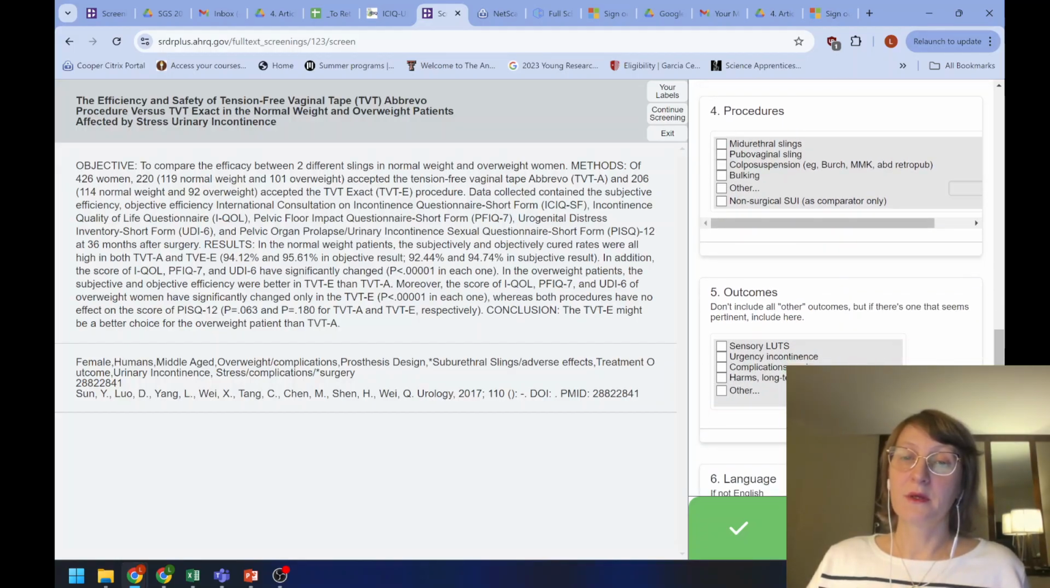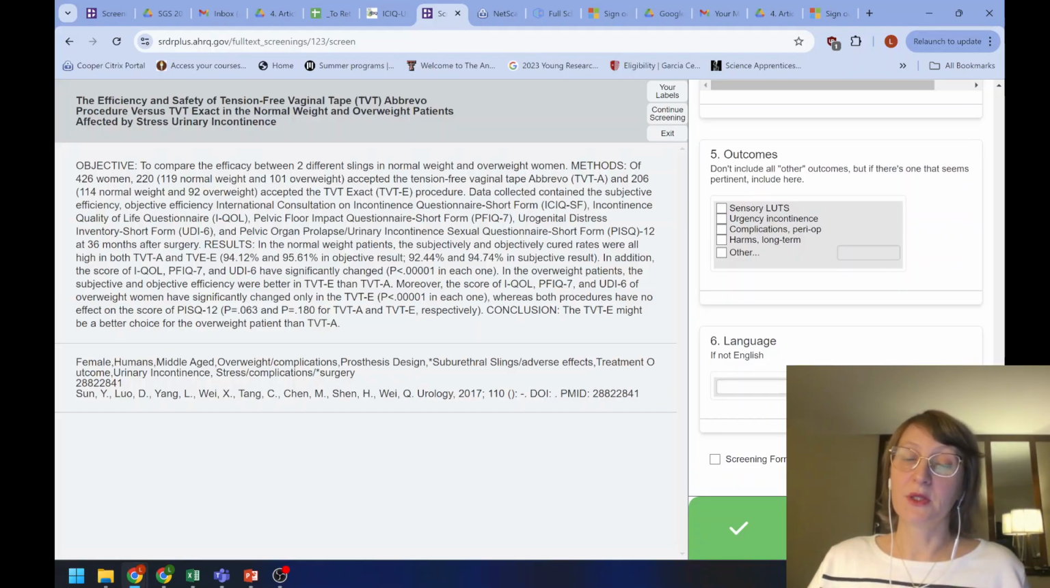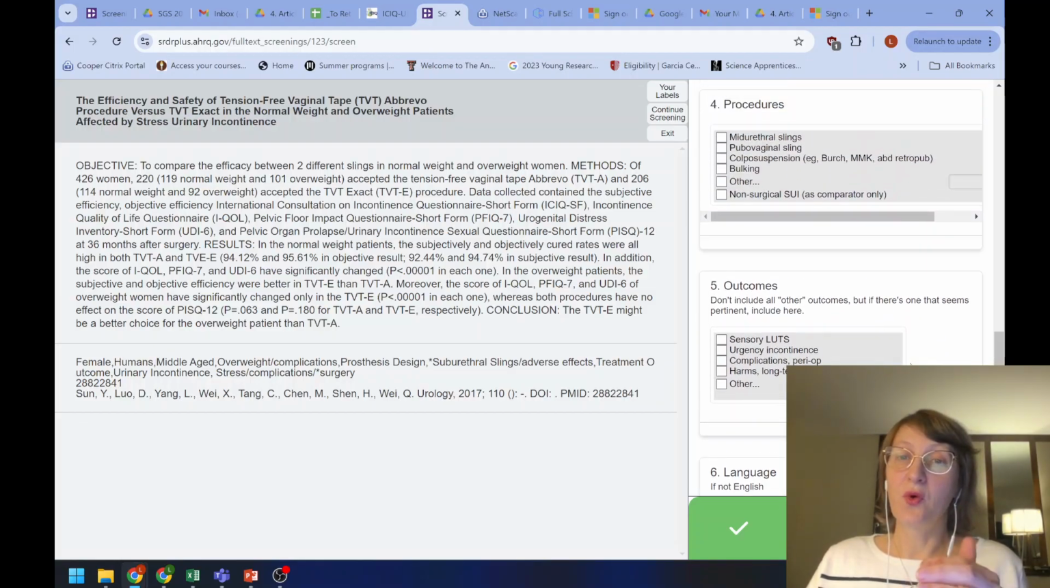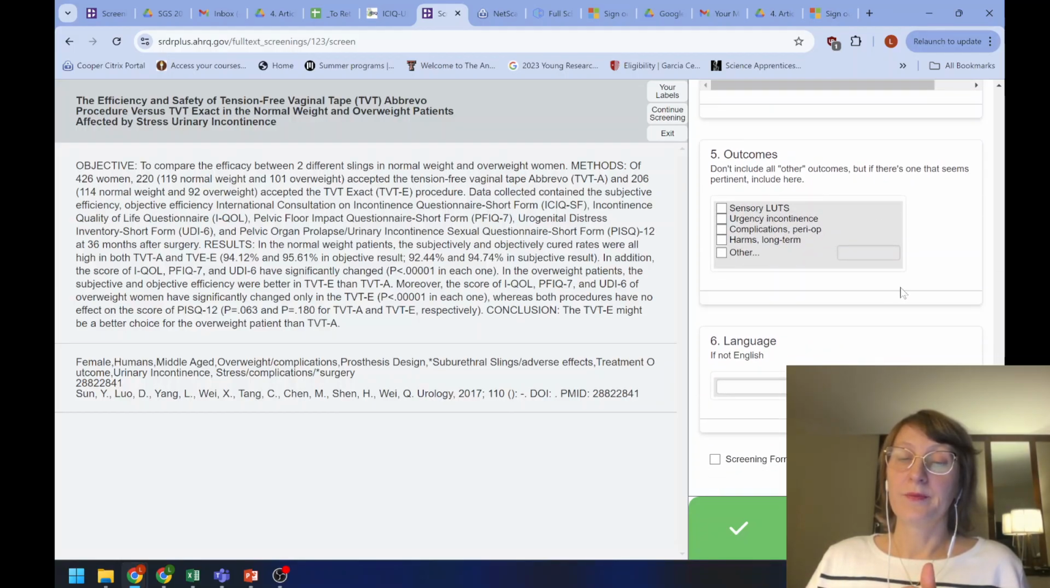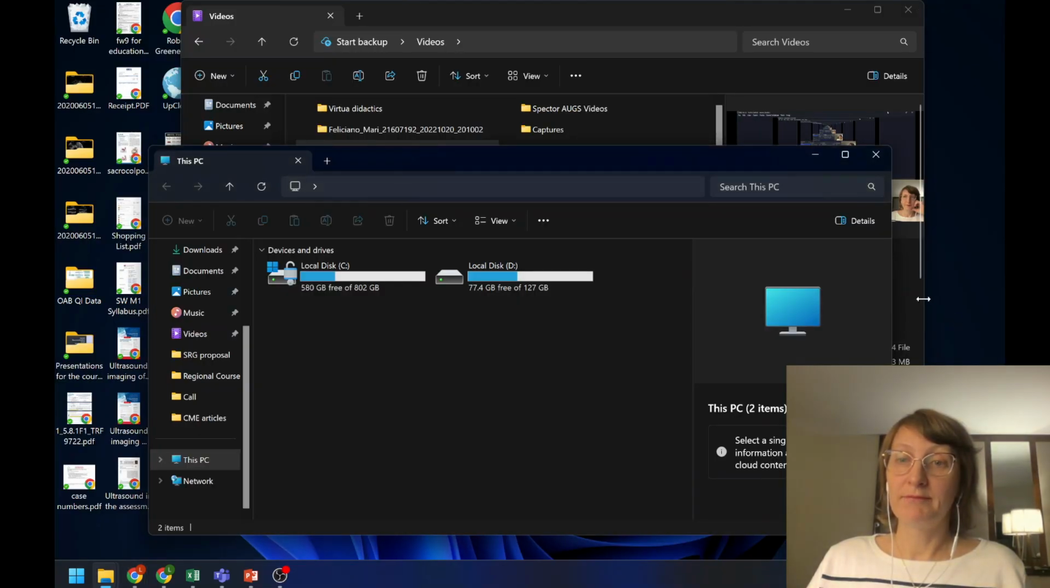And outcomes: was it focusing on the sensory? Was it focusing on urgency and continence? Were there complications? Again, you can pick multiple here. And if you have something you didn't think of, you can put other. Language, you only need to put if it's not English. If you don't know the answer to one of these questions, then you can put this button and put screening form complete. So that's pretty much it. After you fill out this form and answer all these questions, you just pick the accept button and move to the next one. So thank you, and happy screening.